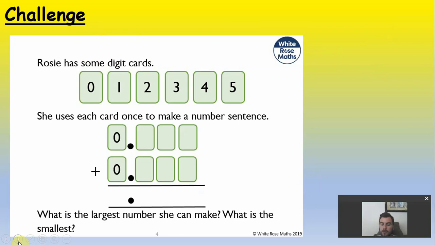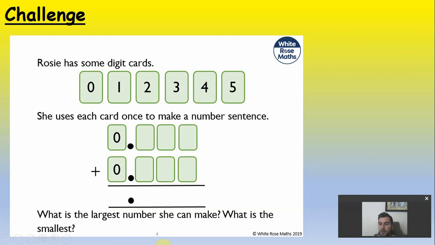If you have been successful today, I'd like you to have a go at the challenge. So let me read the challenge out to you. You can pause it and have a go yourself. I'm not going to go through the answer with the challenge. I'd like you to send it in to me so I can check it. So Rosie has some digit cards, 0 to 5. She uses each card once to make a number sentence. What is the largest number she can make? And what is the smallest?